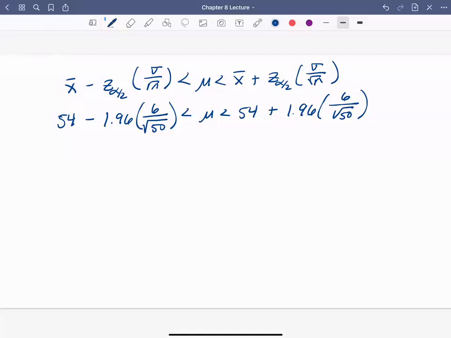And then next we go to our calculator. So we're going to put this into our calculator and rely on it, but we want to write the steps, so it helps us see exactly what we're adding and subtracting on both sides. So we're going to continue to write 54 minus, if you put in 1.96 times 6 divided by the square root of 50, then you get 1.7.